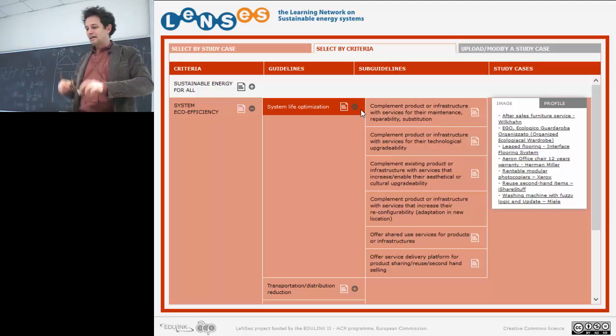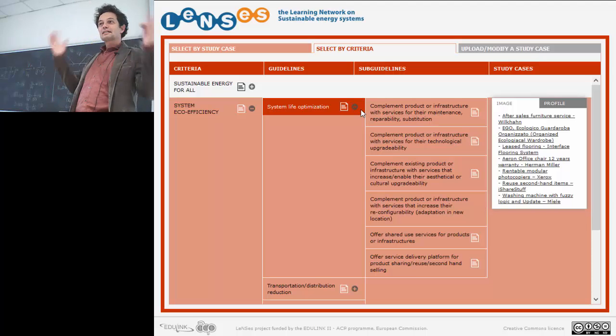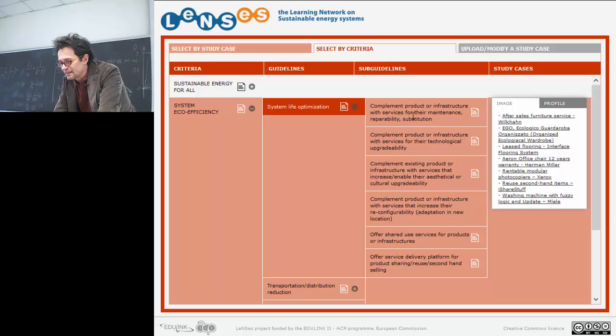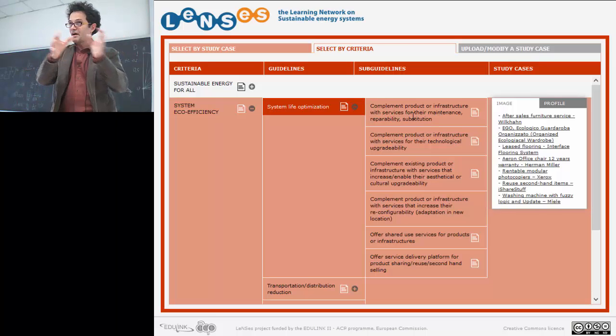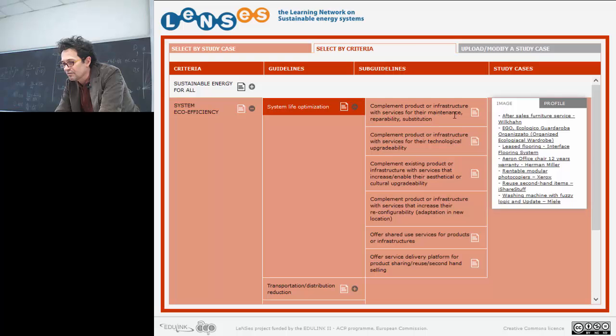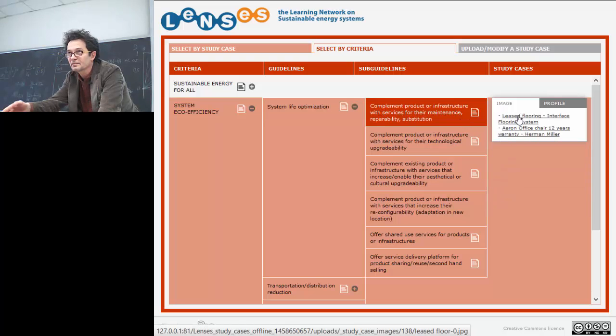So the first guideline to design something on a system level that makes the whole product last longer or be more intensively used is this one: to complement a product or infrastructure with services for their maintenance, repairability, and substitution. You see, it's like saying, don't sell just a product, but sell even these services. And for each of those, you can click to see some example related to the guideline. So they are explaining the guideline in itself.